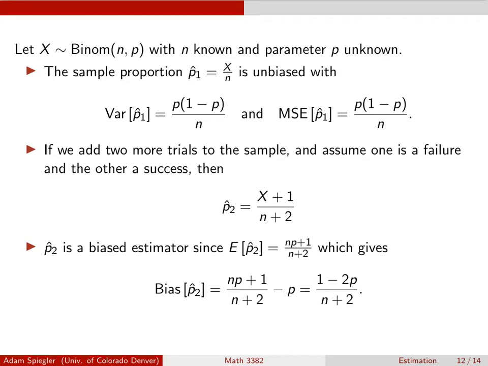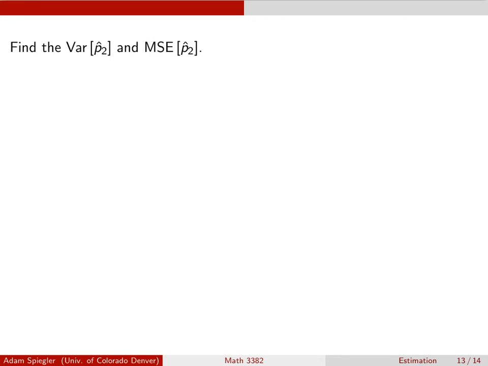So let's compare properties of this estimator, namely, let's look at its mean square error and compare it to the mean square error of our first estimator, which was maybe the more obvious one using the sample proportion. Okay, so in this video, we're going to now take a look at the variance and then the mean square error for this second estimator for the population proportion.